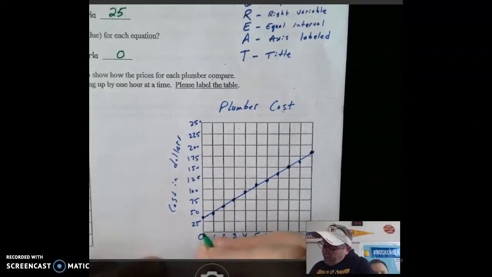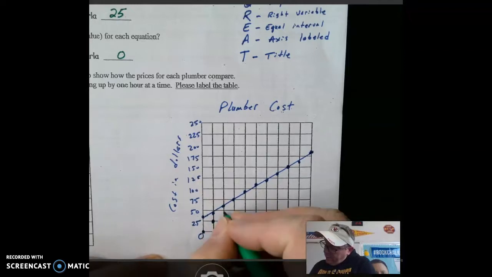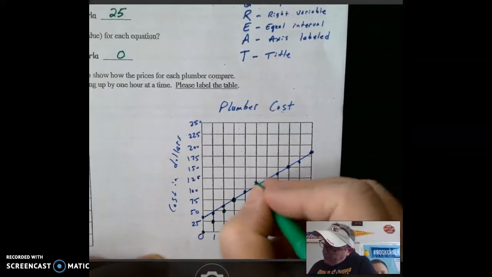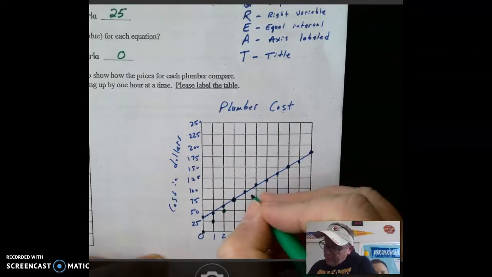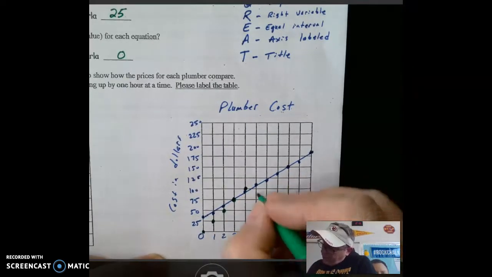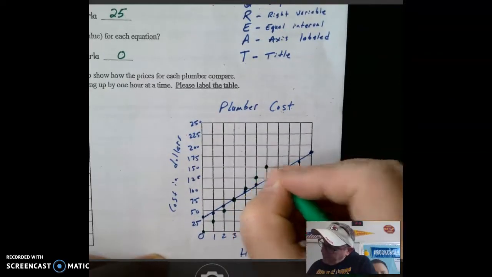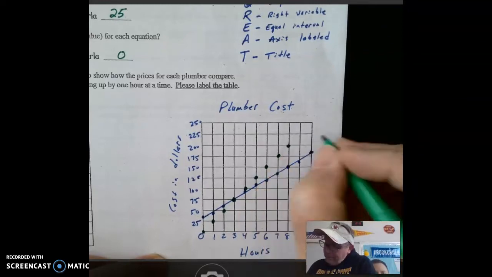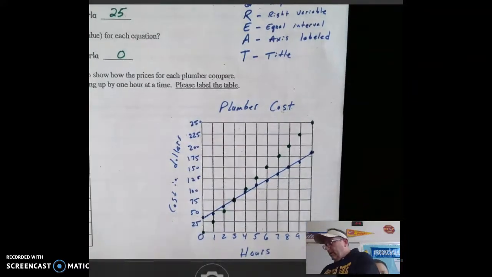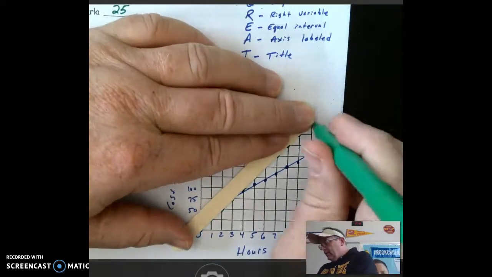So at 0 hours, Carla earns $0. 1 hour, 25. 50, 75, 100. Oh, sorry, I'm off on that. 4 hours is 100. 5 hours is 125. 150, 175, 200, 225, 250. And we'll go ahead and we will make sure that we have Carla connected.